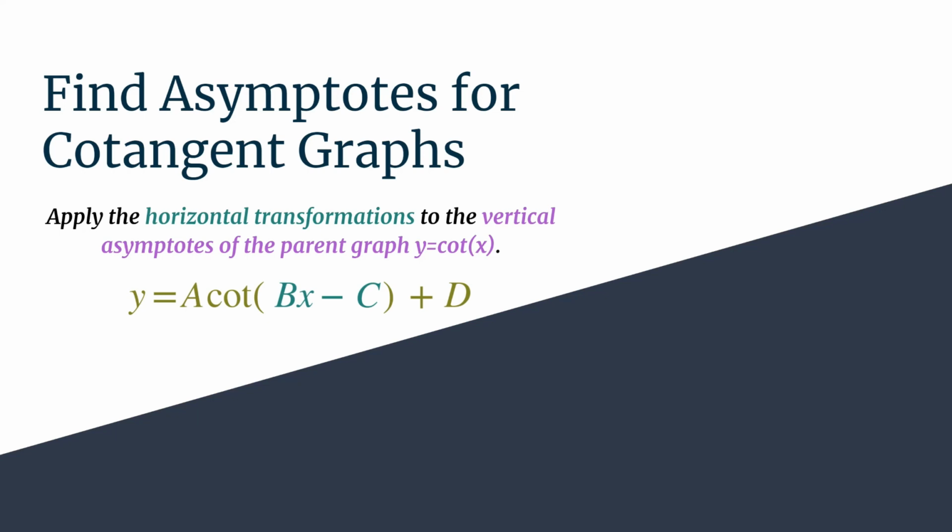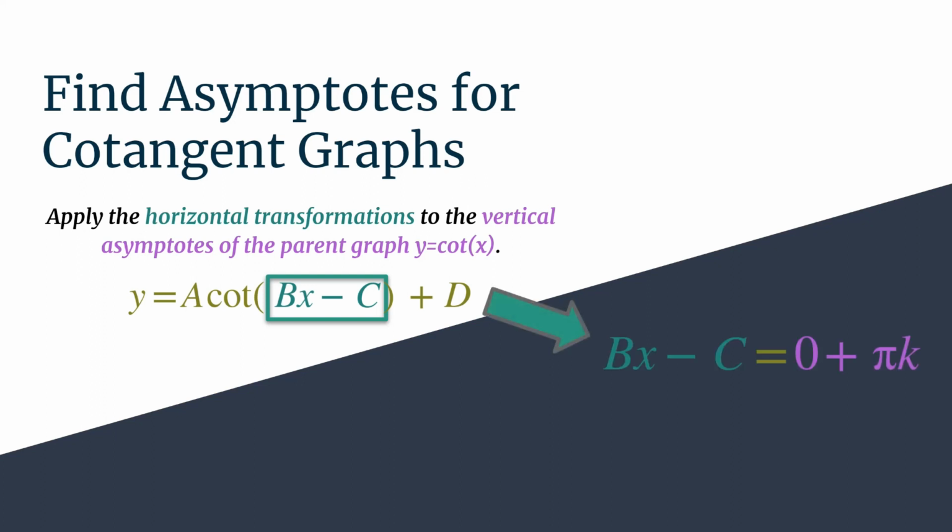So if you look at this general form of a cotangent equation, the horizontal transformations are going to be the part that are in the parentheses, this bx minus c, or the inputs of the cotangent function. So you only have to take those and set them equal to those parent asymptotes, 0 plus pi k, and then solve for x. You'll have the asymptotes equation and you'll be ready to go. Quick note, k is an integer.